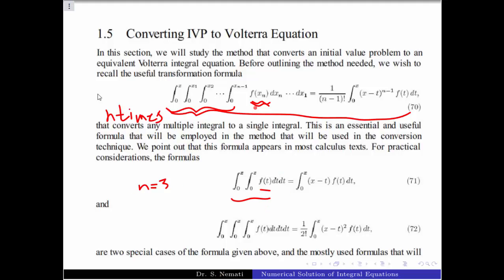So the main formula that you need to transform an initial value problem to a Volterra integral equation is this formula. For the process of converting a Volterra integral equation to an initial value problem, you need the Leibniz rule, but to do the reverse, you need this formula.